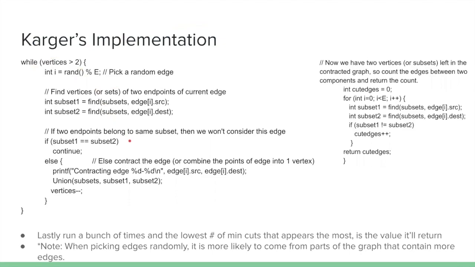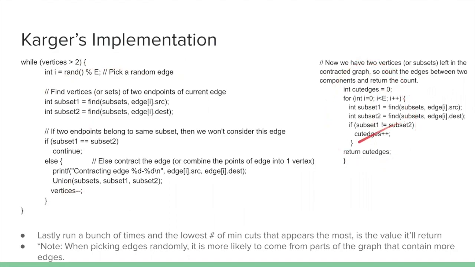If they belong to the same subset, we won't consider the edge, or if they don't, we would union them, and then we subtract the number of vertices and continue looping until we only have 2 left. Once we only have those 2 left in that last step, we would count the edges between the 2 components and return the count. That's all this is doing here.